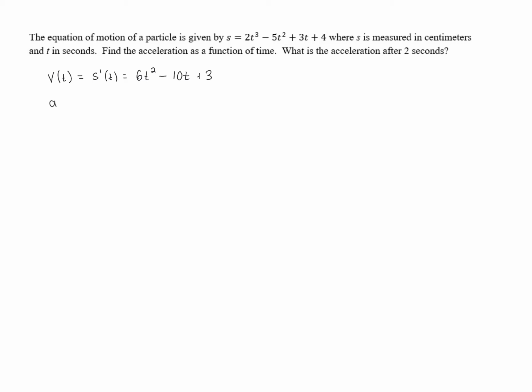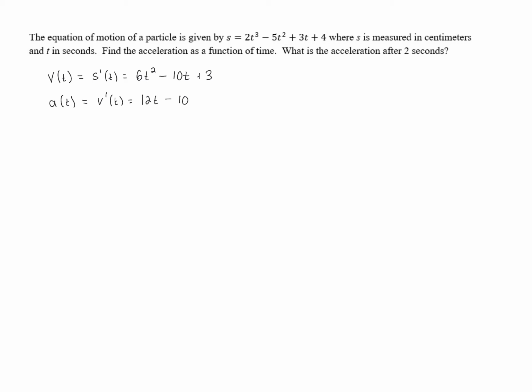Now, if we want the acceleration as a function of t, we have to take the derivative of the velocity function that we just got. So, if we differentiate t squared, that's 2t, and 2t times 6 is 12t, minus the derivative of 10t is just 10, because the derivative of t is 1, 10 times 1 is 10, so we've got minus 10, and the derivative of a constant is 0, so this is all we have for our acceleration function.